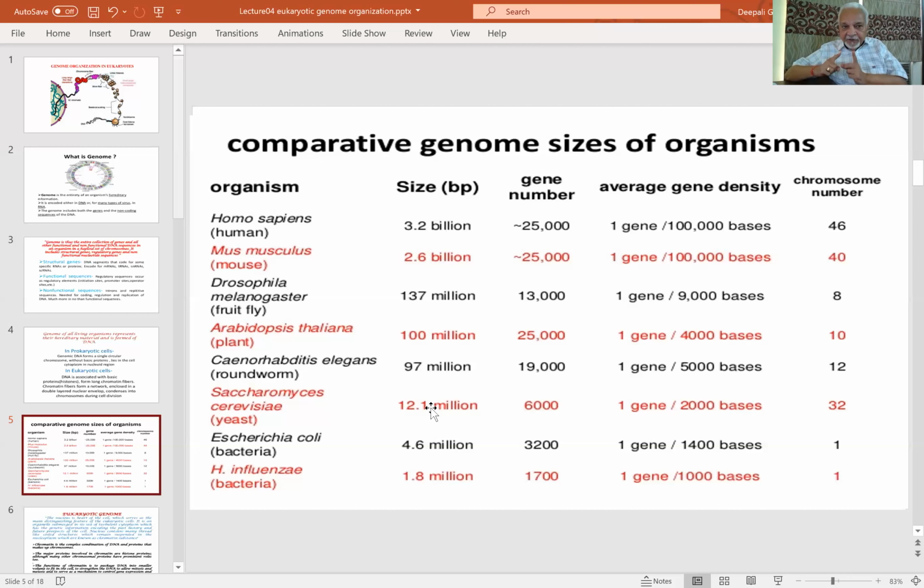This is a very burning question of today: to understand what is responsible for this complexity, if not the DNA content, the gene number, and the chromosome number. If that is not it, what? How does the same DNA manifest itself differently in different cell types and give different complexities?